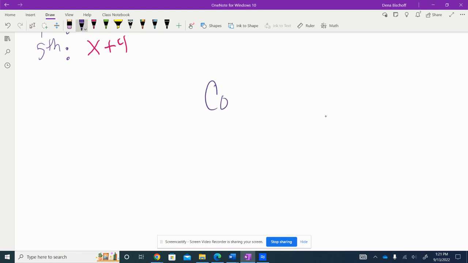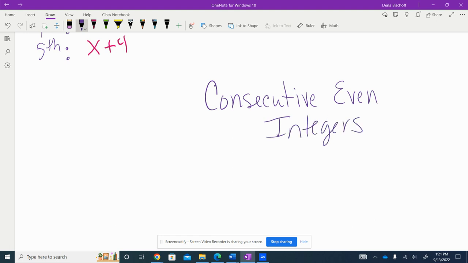What about consecutive even integers? So what does it mean when I say consecutive even integers? What are even integers? Tyler? Even numbers. Give me an example. 2, 4, 6. Awesome. So there's 3 consecutive even integers.